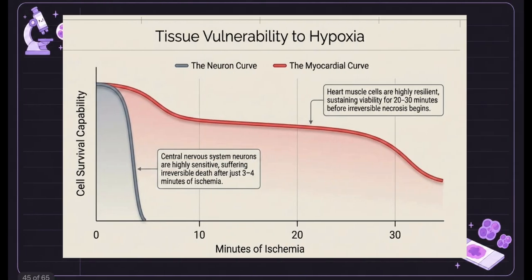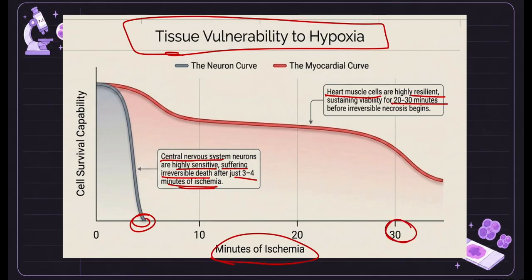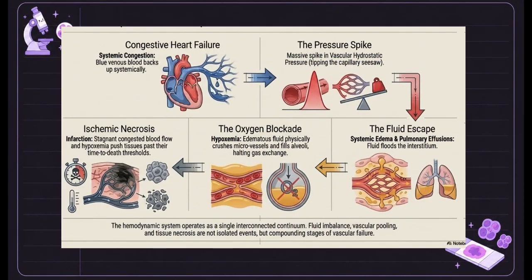The sheer variation in tissue vulnerability dictates exact cell survival capability directly against minutes of total ischemia. And the visible contrast is severe. Central nervous system neurons are incredibly sensitive. They suffer total, irreversible death after just 3 to 4 very short minutes without blood flow. Myocardial, or heart muscle cells, are incredibly resilient in comparison. They can strongly sustain viability for a full 20 to 30 minutes before truly irreversible necrosis finally begins. The exact same vascular blockage yields vastly different clinical outcomes, and it depends entirely on the specific cell type involved.